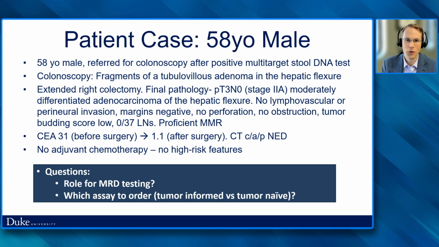This is a 58-year-old who was referred for colonoscopy. He saw the ad on television and submitted his sample, and it came back positive. So he got a colonoscopy. They found what was initially thought to be an adenoma, went for extended right colectomy, and had a classic low-risk T3N0 stage 2A colon cancer, moderately differentiated, no LVI, no perineural invasion, margins were clear, no obstruction, no perforation, everything looked great. 37 lymph nodes were negative, proficient mismatch repair.